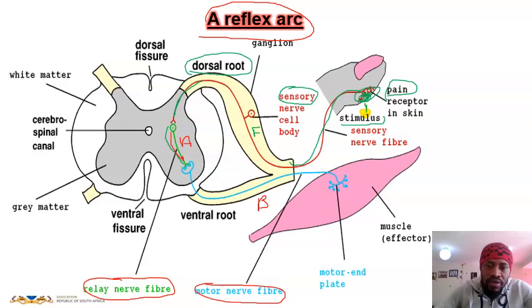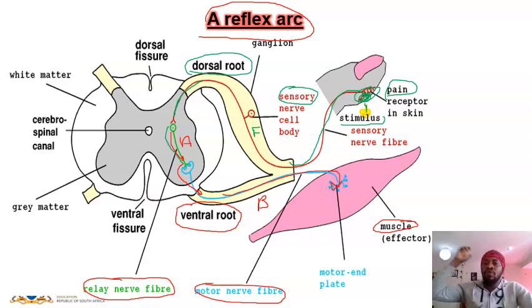The connector neuron then transfers the impulse to the motor neuron, which transfers the impulse through the ventral root of the spinal cord and to the effector, which is a muscle. In this case, since we are looking at the finger, the hand will have to all go up. So our effector most probably will be the muscle of the bicep. The biceps, that will be our effector.